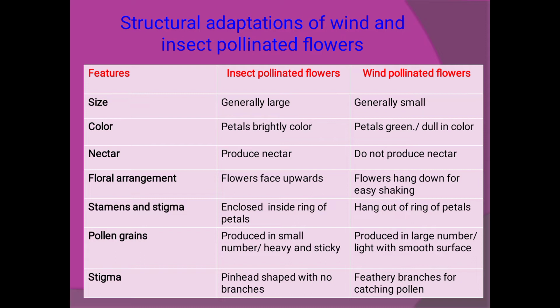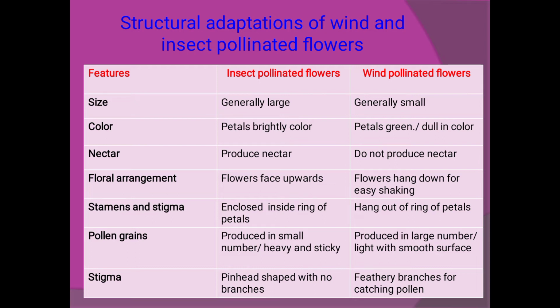The reason for the large size in insect pollinated flowers is that insects have to sit on the petals of the flower and suck the nectar, so these are large. Color. The petals of insect pollinated flowers are brightly colored like roses and sunflowers, etc., to attract the insects for pollination, while the petals of wind pollinated flowers are green or dull in color. Nectar. Petals of insect pollinated flowers produce nectar, and the petals of wind pollinated flowers don't produce nectar.